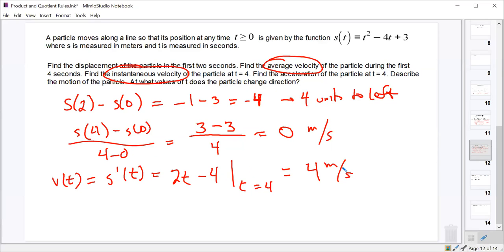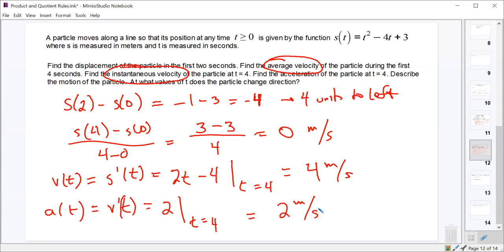Good. All right. What about the acceleration at t equals 4? Well, we can find our acceleration function by taking the derivative of the velocity function, which should just be 2. And if we evaluate 2 when t is 4, what's 2? 2. It's just 2, right? So 2 meters per second squared should be our acceleration.